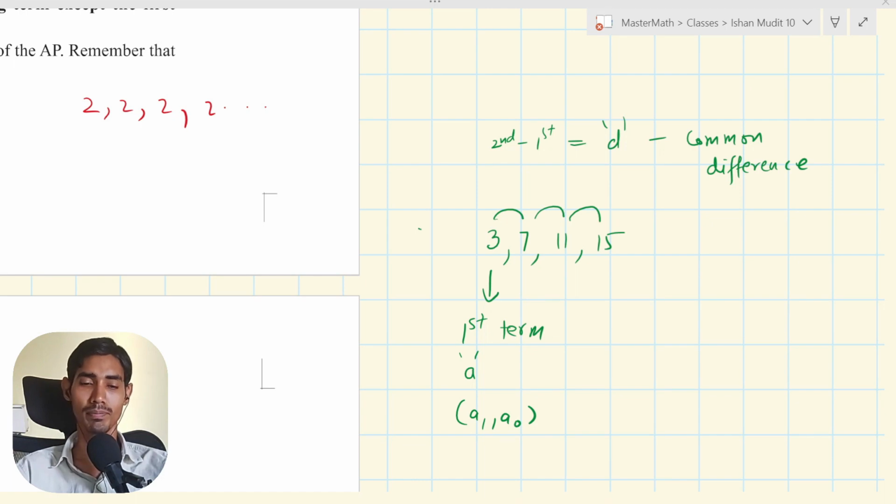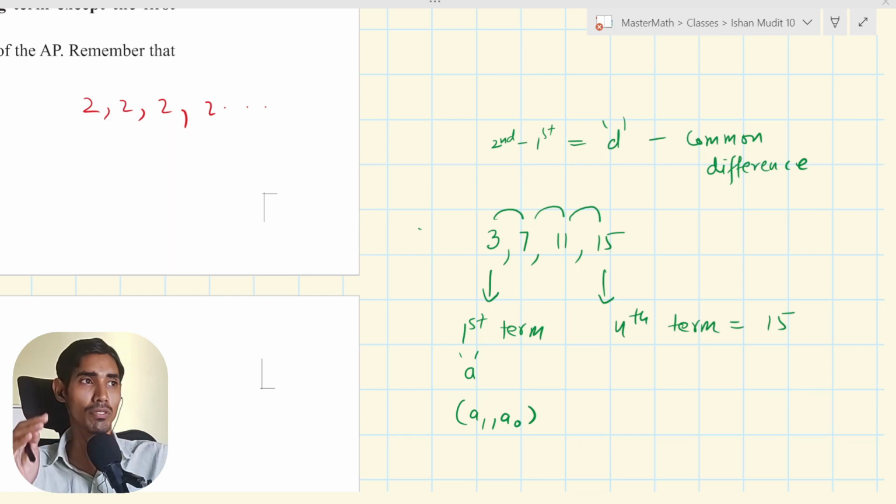So first term, and now you can of course write second term, third term, fourth term, and D is the common difference. Now the interesting part, again, the confusing part also: the fourth term is 15.